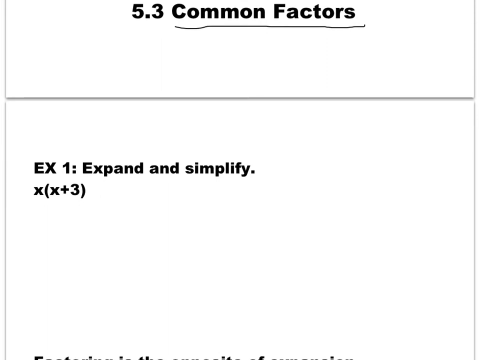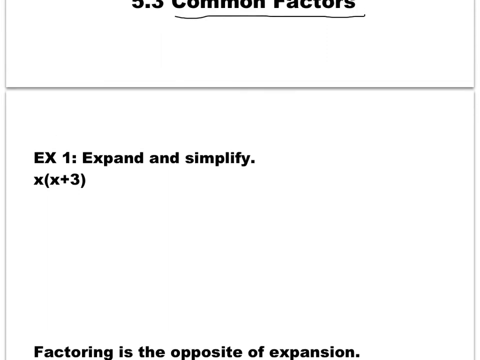Before we start talking about common factors, let's talk about expanding, just to refresh our memory. Let's expand the product x times x plus 3. In the previous lessons, we showed that to expand this one, we can use the arrow method, which is the same as distribution. So I'm going to distribute x inside the bracket. X times x gives me x squared, and x times plus 3 gives me 3x. So the expansion of x times x plus 3 is x squared plus 3x.